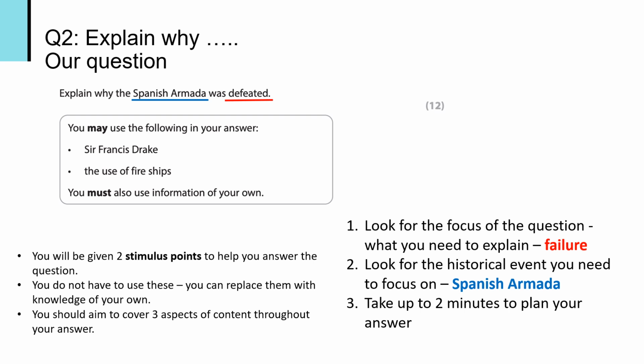On high mark questions, such as the explain why questions, we provide you with 2 stimulus points. And you are also instructed to use information of your own. This means you should aim to write about 3 aspects of content in your answer to be able to score highly on the question. Examiners are looking for a wide range of knowledge. However, don't worry if you are only able to write about the 2 stimulus points. Examiners will still reward you for doing this.